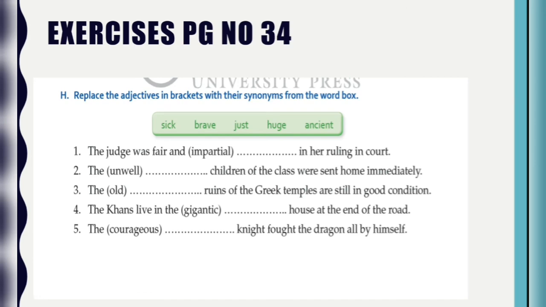Third one, the old dash ruins. The Greek temples are still in good condition. So old means ancient. The Khans live in gigantic house at the end of the road. So here gigantic means huge.